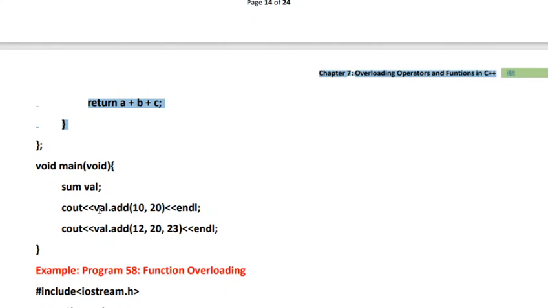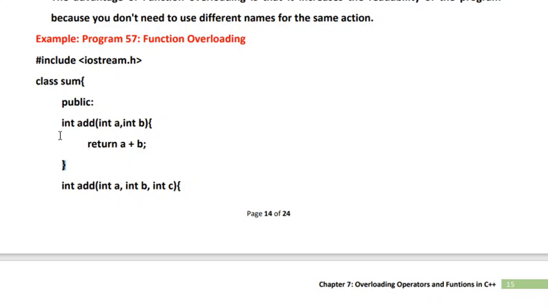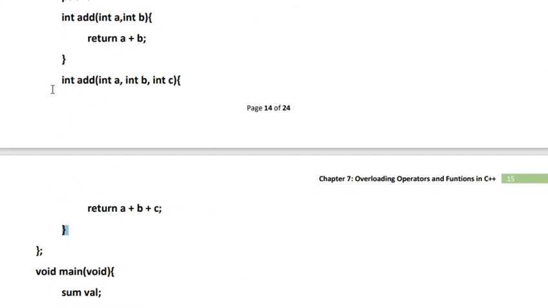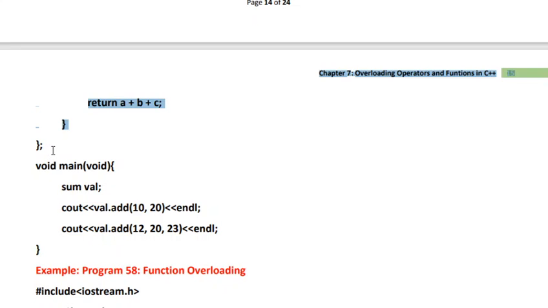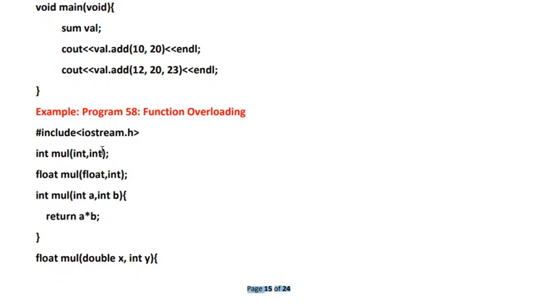Now to see here, val is a variable of type sum, where sum is a class, so val is an object. So val.add(10, 20): whenever I call this function, this version of the function that adds two numbers is called. Whenever I call val.add(10, 20, 30), it will call this version of the function. This is how it actually works. So different calls are differentiated based on the number of parameters and the type of parameters.